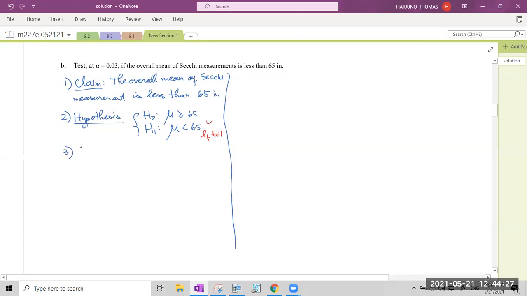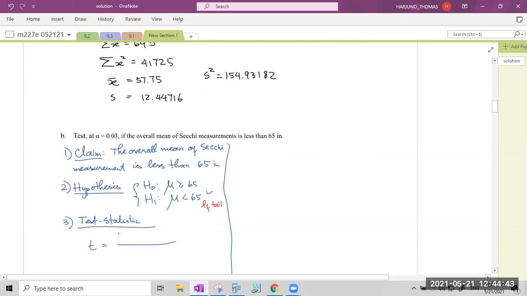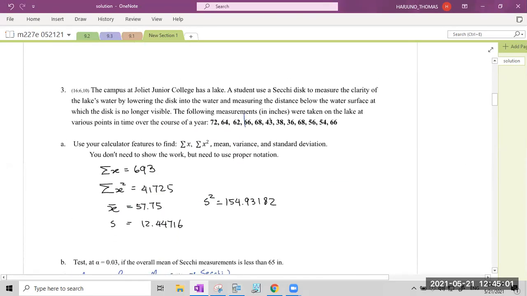Step 3, test statistic. We'll use t-test because we don't have the population standard deviation. Okay, and that is 57.75 minus 65 over 12.44716 over square root of 12. As I remember, there are 12 data, right? 1, 2, 3, 4, 5, 6, 7, 8, 9, 10, 11, 12.